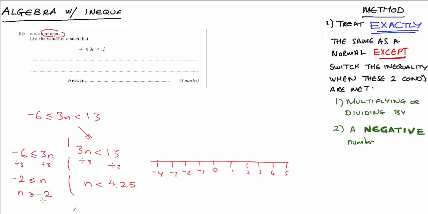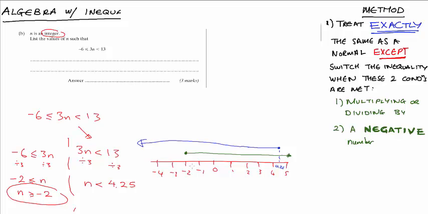Let's have a look at this one. n is greater than or equal to minus 2, so this one includes all of these. If you want to draw it on a number line, it would look like this. For the other one, which I'll do in blue, that's less than 4.25, so it's somewhere down here. Imagine that's 4.25. Then it goes all the way here.